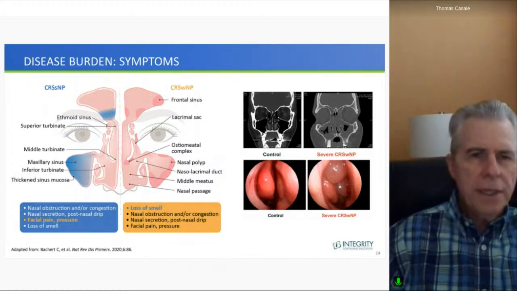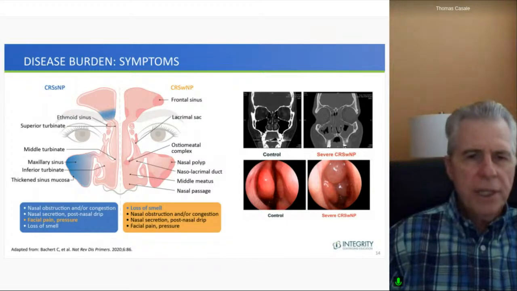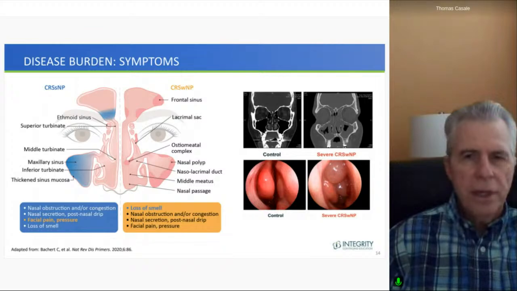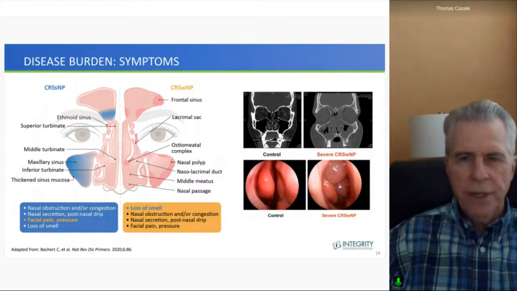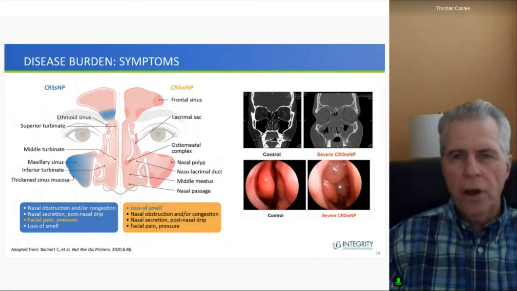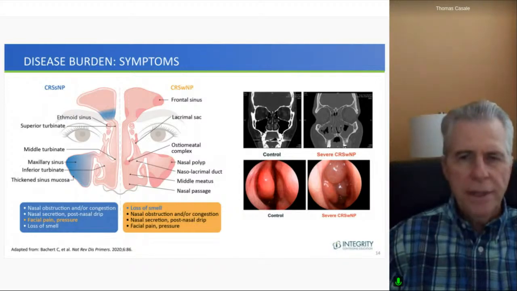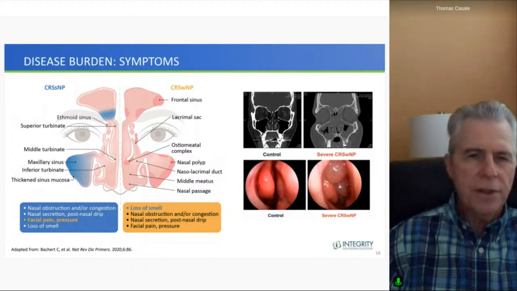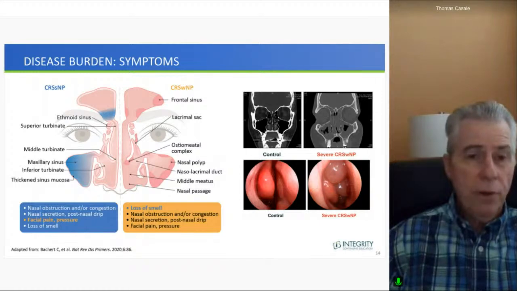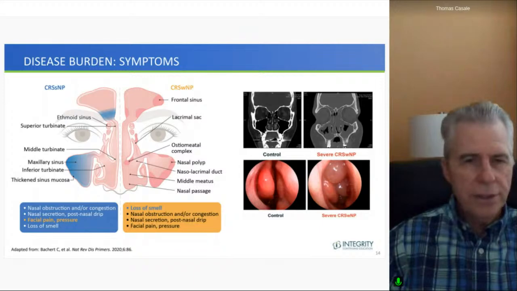Now, if you look at the anatomy and some of the characteristics, if you have nasal polyps, you could see that illustrated on the right-hand side of the slide. That's associated with severe obstruction of all the sinuses. And as a result of that, patients often complain of significant nasal obstruction, congestion. They have postnasal drainage, often with secretions. Loss of smell is common.